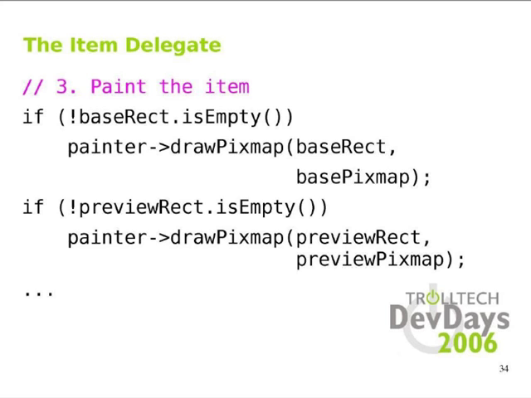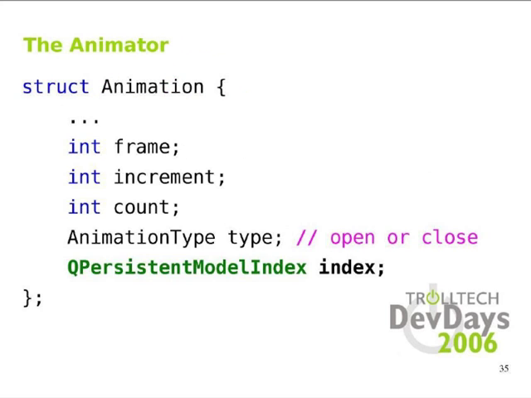Painting code. And then let's look at the animator, the thing that actually controls the animation. It's not really complicated either. First, we have a data structure that holds information about the animation. As you saw, we could have several animations running at the same time, so we need to store these states in some sort of structure. So we have the frame, we have the increment value. We could have a default of 1, but it's nice to be able to speed up the animation by adding more. And you have the count, the number of frames, and so on.